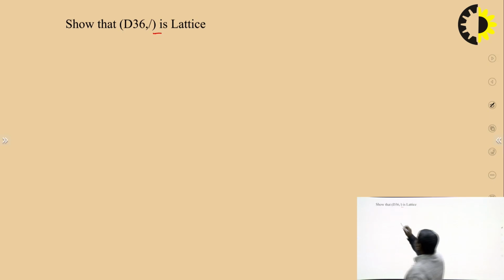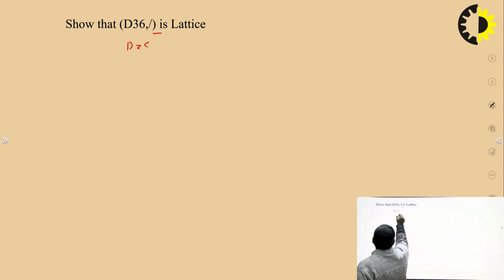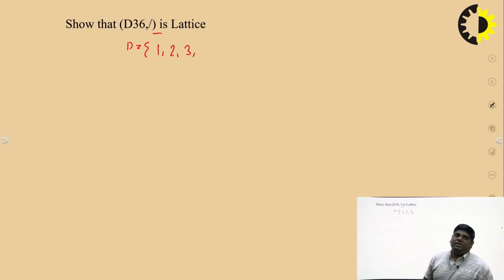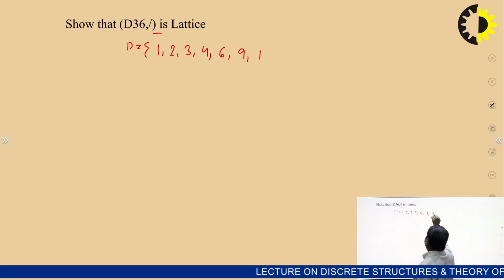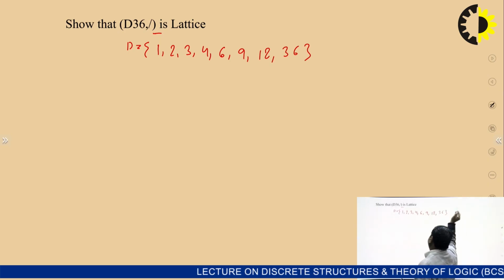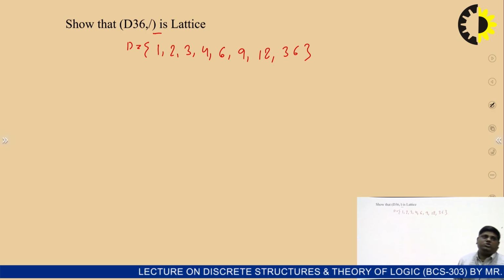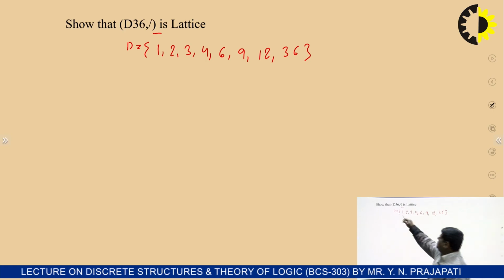First, we find the divisors of 36. Now, D is 1, 2, 3, and the next element is 4. Is it contained or not? So, 4, yes, 4 is contained. 5 not, 6, 6 is contained. 7 not contained. 8 not. 9, then 12, then 18, then 36. So, these are the elements of the mathematical set contained in this structure.